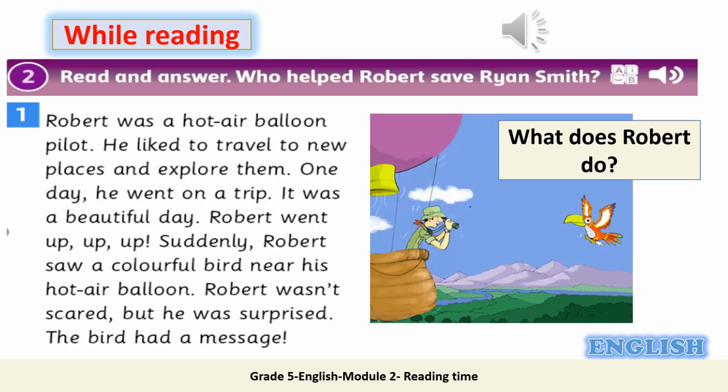Help from the sky. Robert was a hot air balloon pilot. He liked to travel to new places and explore them. One day he went on a trip. It was a beautiful day. Robert went up, up, up. Suddenly Robert saw a colourful bird near his hot air balloon. Robert wasn't scared, but he was surprised. The bird had a message.